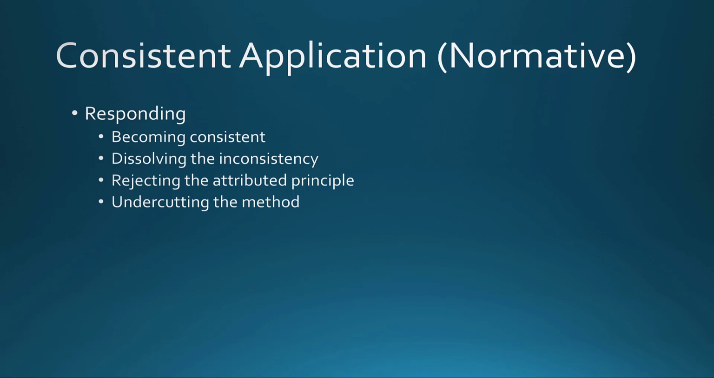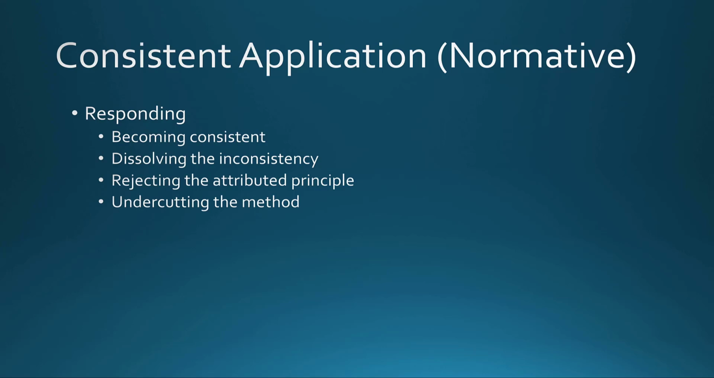So the first option is to become consistent. Say, gosh, I am mistaken. I will mend my ways. I will become consistent. One can also make a good faith defense that the apparent inconsistency is not really an inconsistency. A third option is to reject the principle that's being attributed to a person.